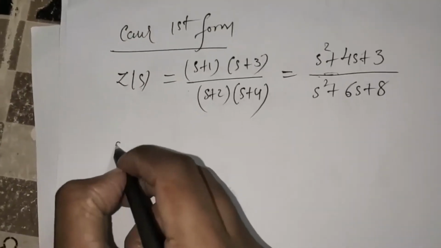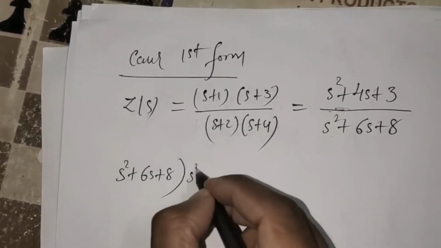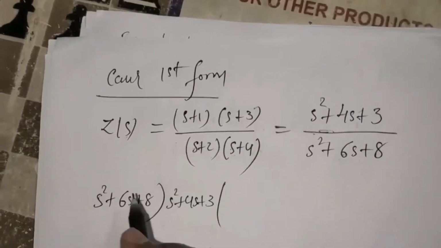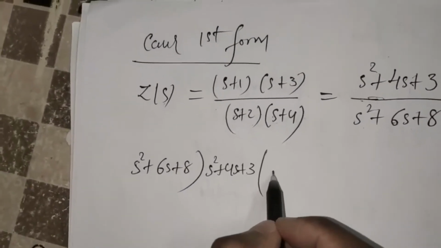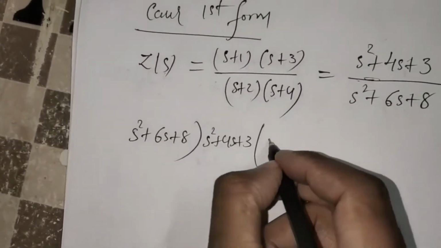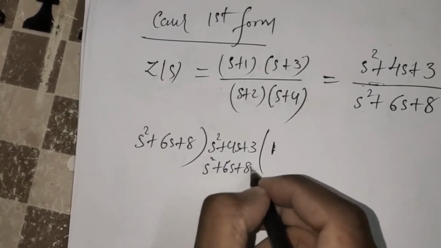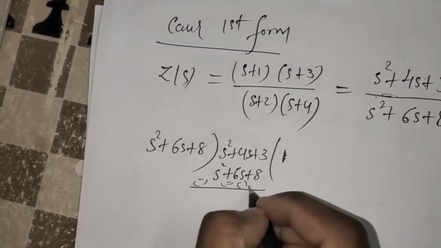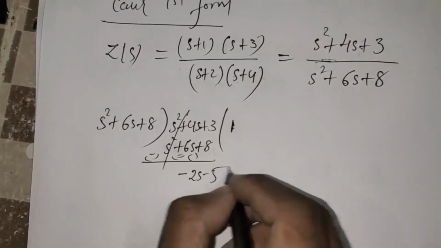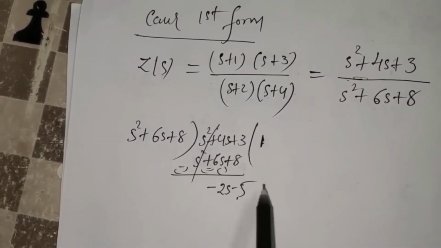So s square plus 6s plus 8, s square plus 4s plus 3. So this always multiply with a term such that the first term will cancel each other. So if I multiply 1, s square plus 6s plus 8, we get minus 2s minus 1. Here the remainder in the first stage itself we are getting negative.